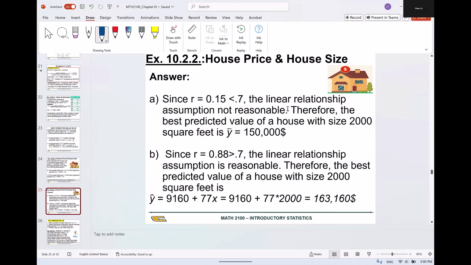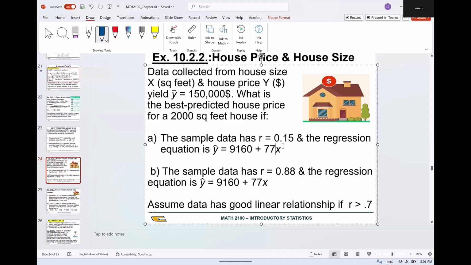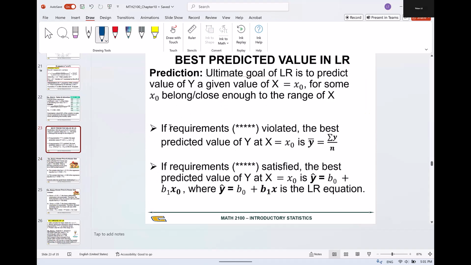And because the second condition is violated, the best predicted value we use, we won't use the equation at all. This is useless now, okay? We cannot use it. And we have to use y bar as the best predicted value. So that corresponds to this case.